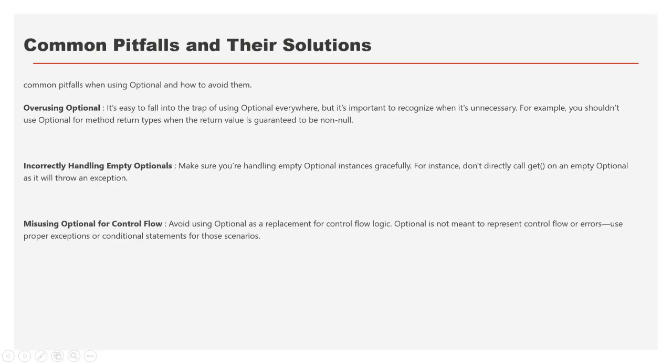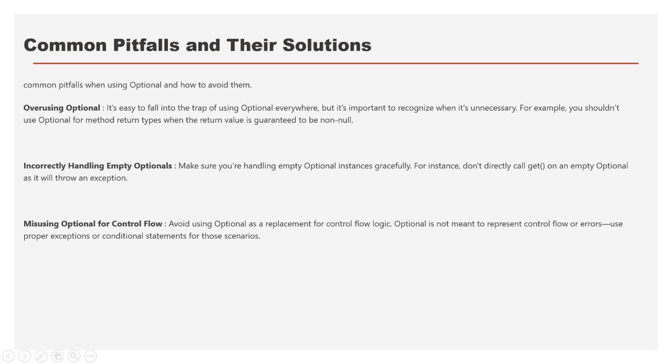Now there are some common pitfalls and also the solutions I've defined over here. When you're using Optional, there are some pitfalls which you can avoid. First, we should not overuse Optional. When the Optional feature is given, we should avoid using it everywhere. You shouldn't use it for methods where the returned value is guaranteed to be non-null.